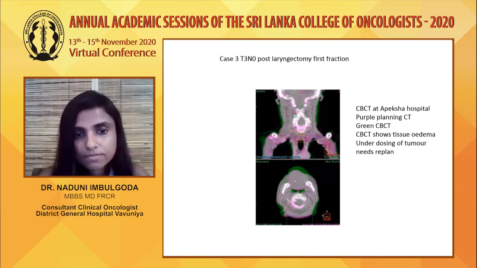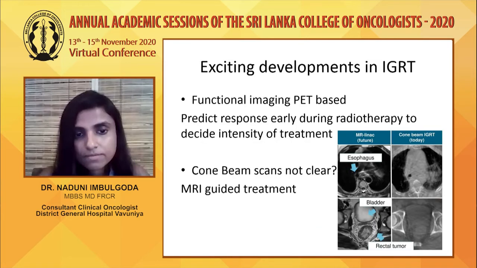So there are exciting new developments in image-guided radiotherapy. There is functional imaging and PET-based imaging, which can predict early response. PET can be used to predict early response in radiotherapy, and we can decide the intensity of the dosage of treatment. And also there is the MR-Linac. If you are worried that your cone-beam CTs are not clear, you can't see them properly, well, the MR-Linac is the solution. It gives very clear image guidance, and we can properly see the organs, and we can take good decisions in image-guided radiotherapy.